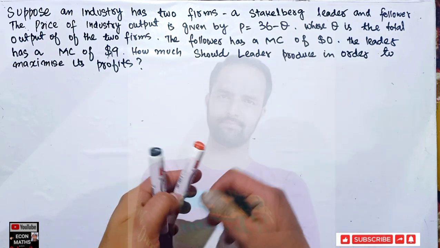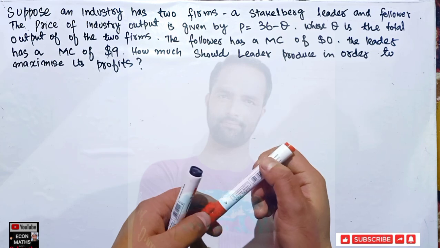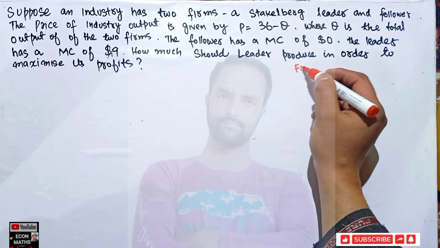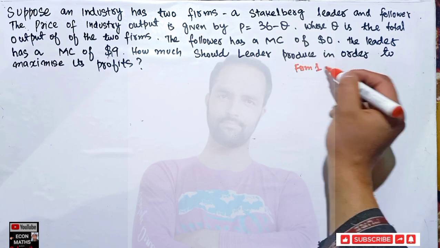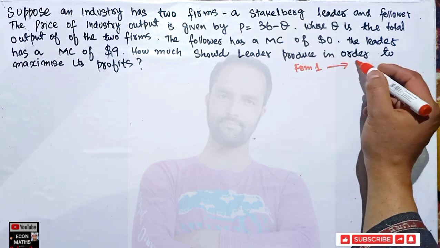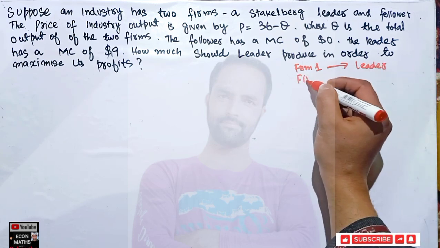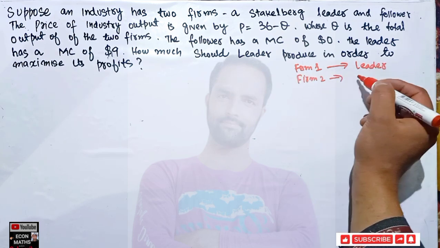Basically, this is a Stackelberg duopoly model. In this case, we have two firms. We have firm 1, let us say it is the leader, and we have firm 2, which we call the follower.